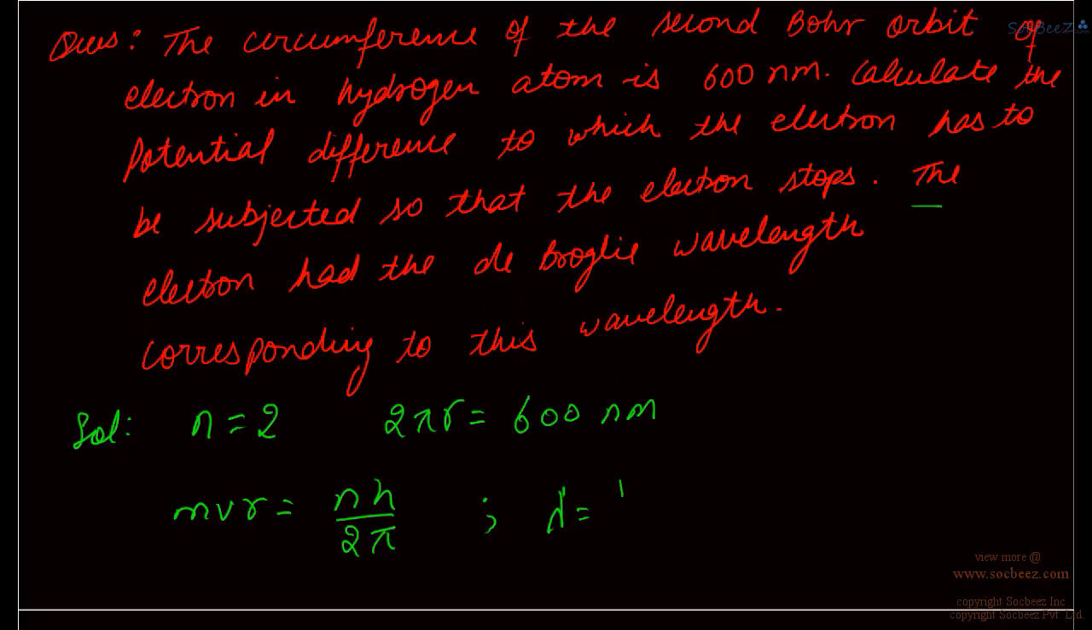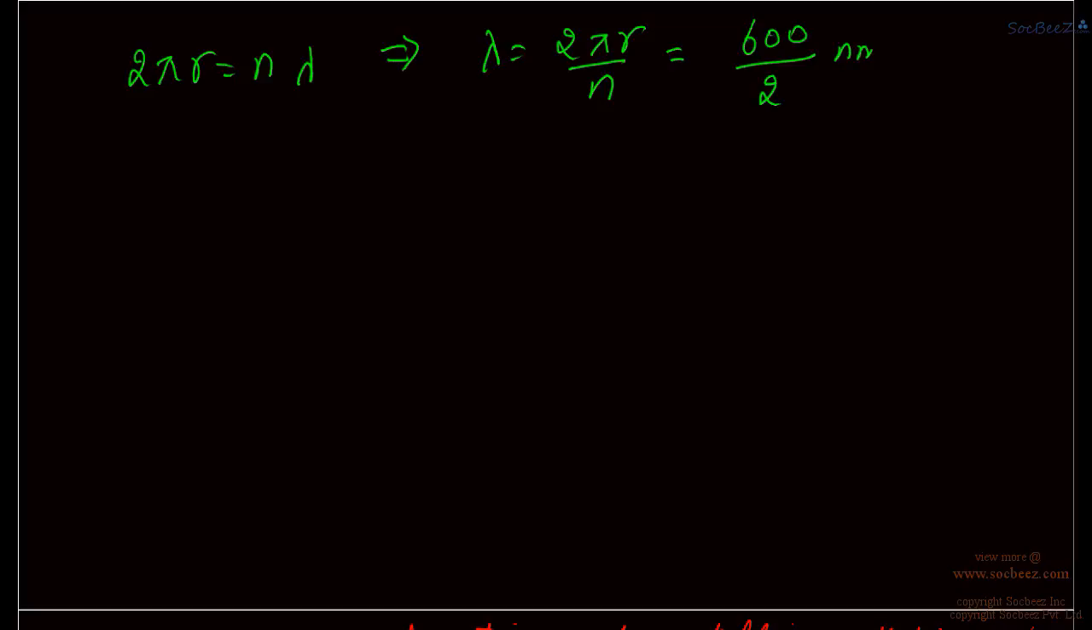Okay, this is the Bohr model, and h lambda equals h upon mv. This is the de Broglie relation. If we club both of them together, we get 2 pi r equals n lambda, or from here the value of lambda as 2 pi r upon n. Since the value of 2 pi r is given as 600 nanometer and the value of n is 2, the value of lambda is 300 nanometer. Okay, so we have got the value of lambda.